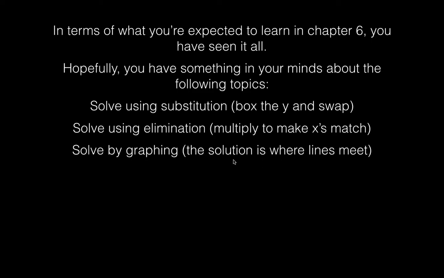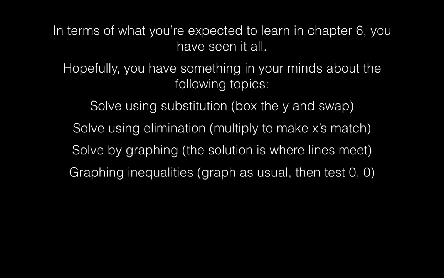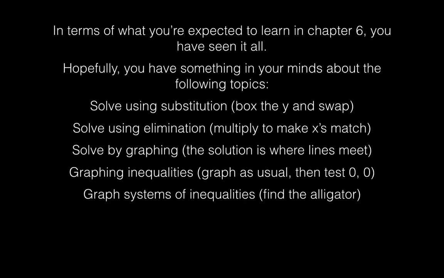Solving by graphing, that was the easy one, where all you had to do was make sure you know how to find the coordinate of where the lines actually cross. Graphing inequalities is where you graphed as usual based off what we learned in chapter 5. Then you test 0, 0. If it's true, you go towards it. If it's false, you go away from the line. And the last thing that you had to learn on this was to graph systems of inequalities, which was to find the alligator.